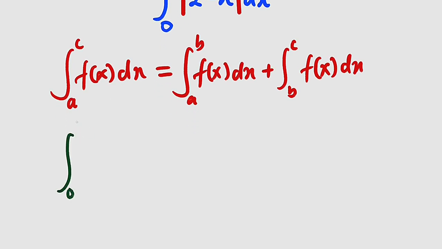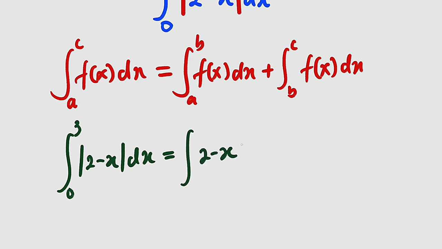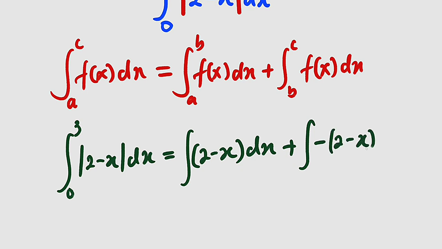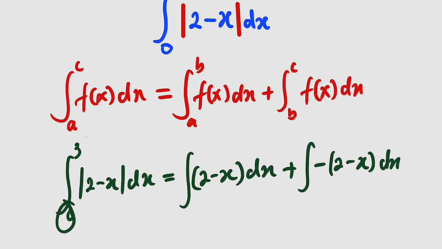So this is how we're going to split it. The integral from 0 to 3 of the absolute value of 2 minus x dx is equal to the integral of the positive version, which is 2 minus x. We assume it is positive with respect to x, then plus the negative version, that is negative of 2 minus x dx. But what about the boundaries? We have to assign values here that will make this positive. And you should know that it depends on this x value, right? So 2 minus what? From 0 to 3, because the interval is from 0 to 3.